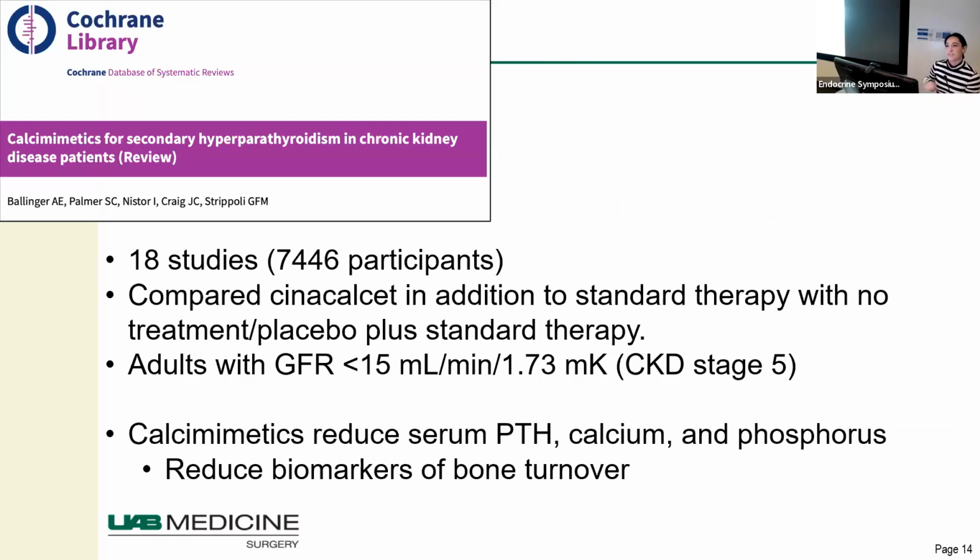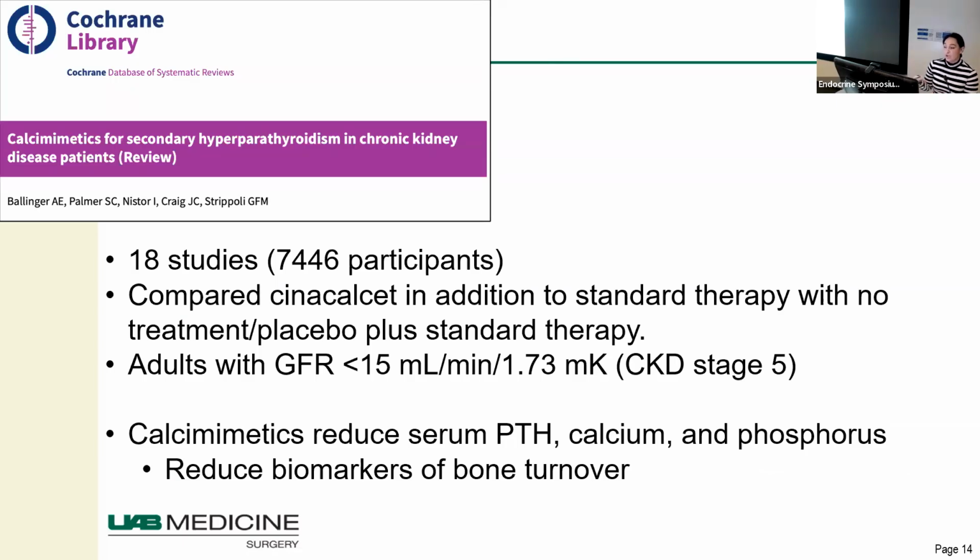So on that note, after the EVOLVE trial and all the DOPS trials, sometimes you ask the Cochrane database if they have the same question as you, and sometimes they've done the review. So there's this really nice Cochrane review that looked at patients on calcium mimetic for secondary hyperparathyroidism and reviewed whether or not it's beneficial. It's 18 studies, over 7,000 patients, comparing patients on cinacalcet and standard therapy versus patients on a placebo or no cinacalcet and standard therapy in patients on dialysis.